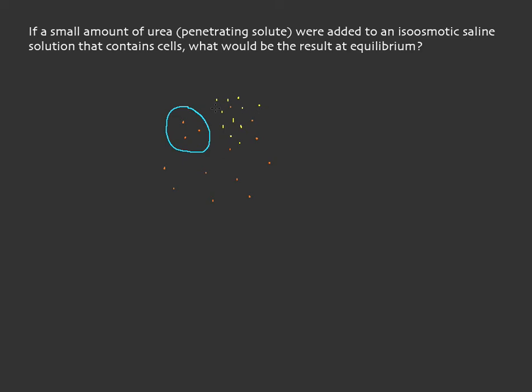But urea is a penetrating solute, so the urea is going to want to enter the cell because there's another concentration gradient formed. There's more urea outside the cell than inside. So this is going to easily diffuse through the membrane into the cell. And the question is asking at equilibrium. So this means that after all the concentration gradients have been evened out, if possible, what would be the result?